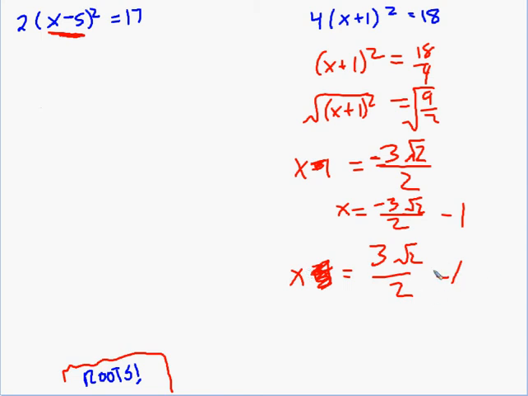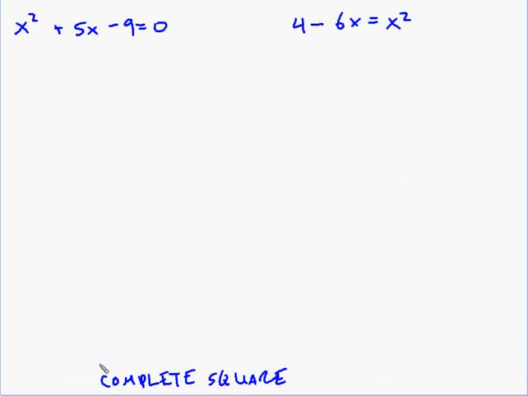And we could get a common denominator and combine these. So it could be plus or minus 3 root 2 over 2 minus 2. Like that, if we combine them. I don't know. Okay, this one says solve by completing the square.